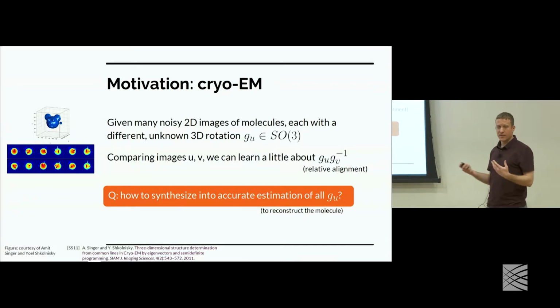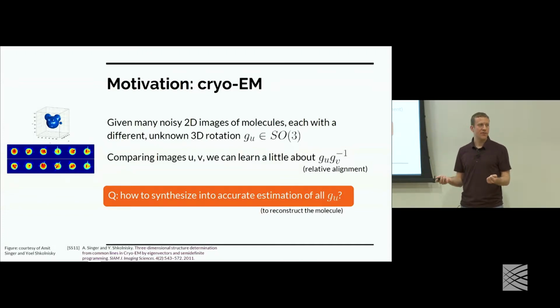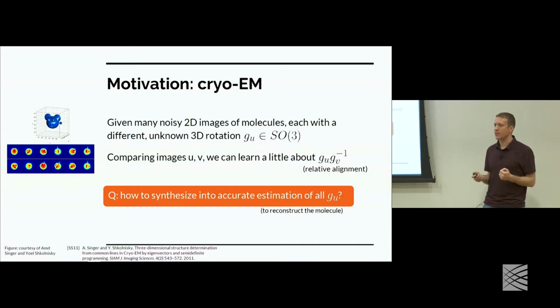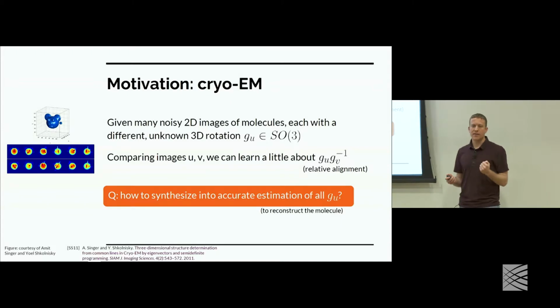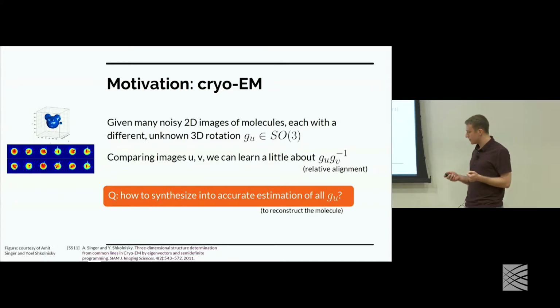Here's the mathematical question: how would we possibly synthesize all this information to figure out what all the relative rotations should be? Once we have the relative rotations, it's relatively straightforward to reconstruct the molecule, because this is now just a matter of averaging the information over all the samples. And we have enough samples that this should denoise everything sufficiently well. So the real hard computational problem here is figuring out what the relative rotations should be.